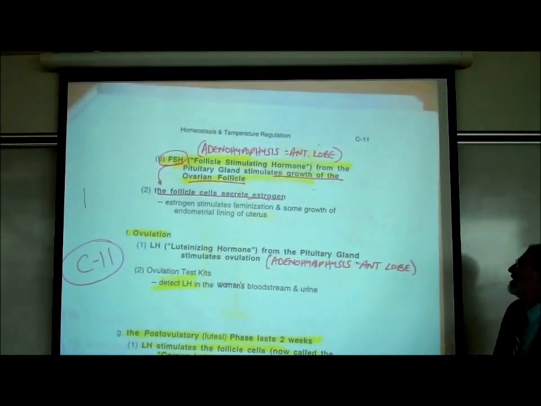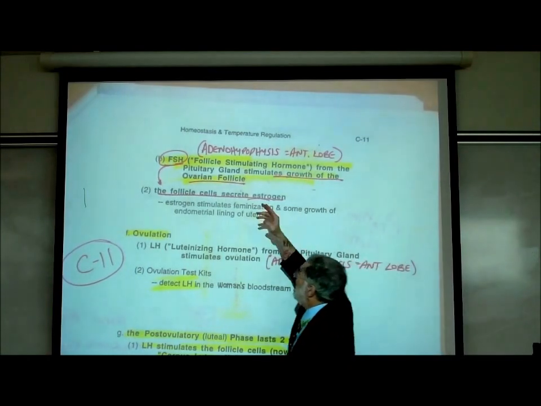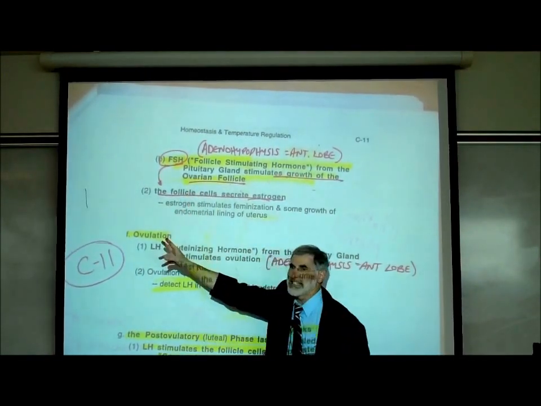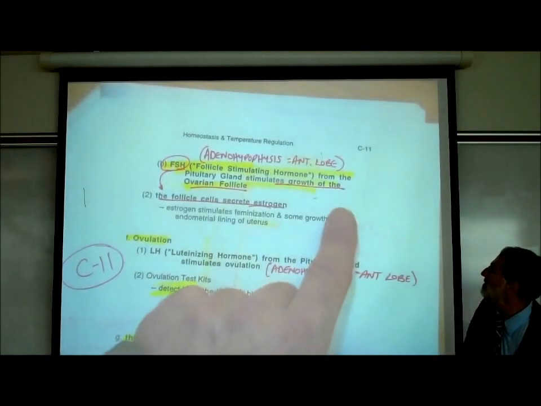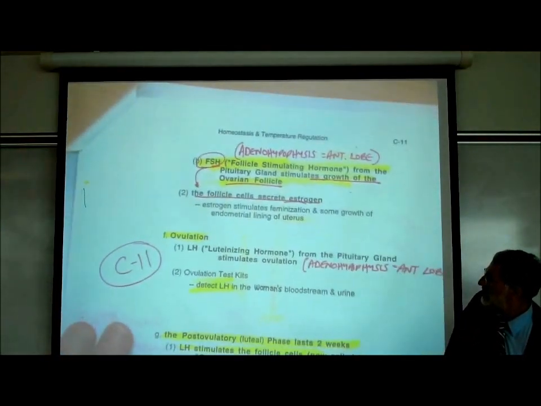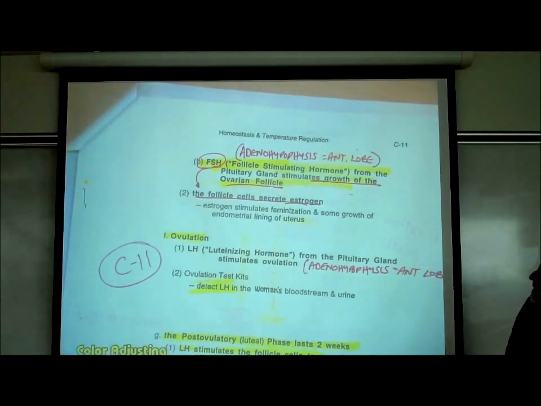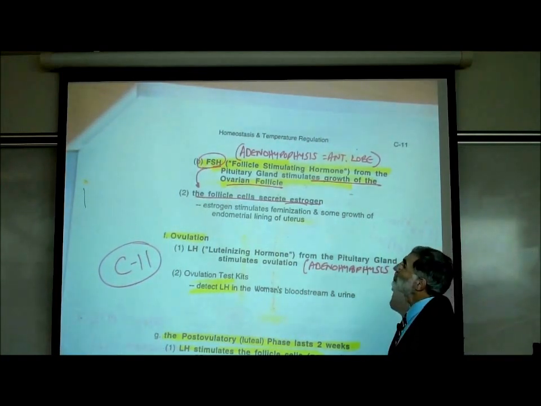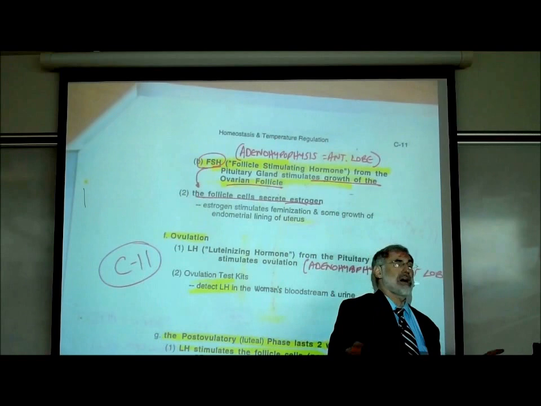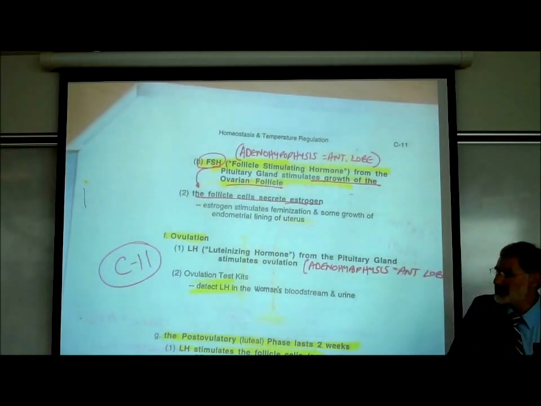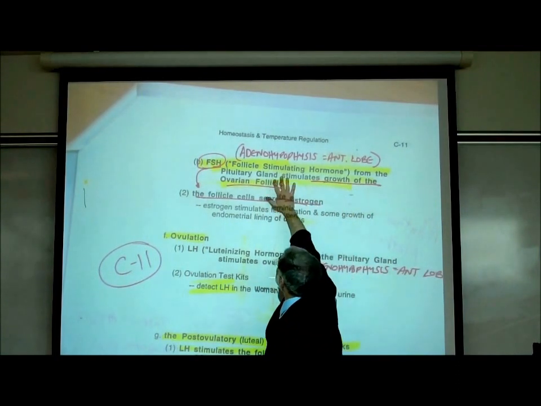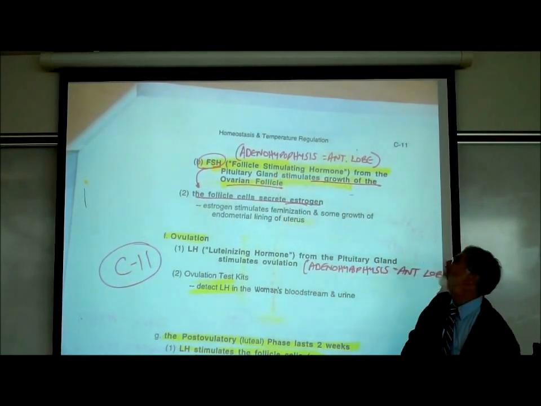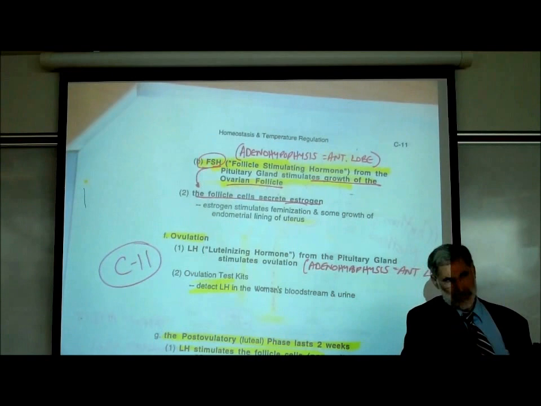On C11 we wrote FSH. What does that stand for? Follicle Stimulating Hormone. Page C11. Follicle Stimulating Hormone. Where does it come from? It's secreted by the pituitary gland, the master endocrine gland of the body. And more precisely, it's secreted from the adenohypophysis or anterior lobe of the pituitary.